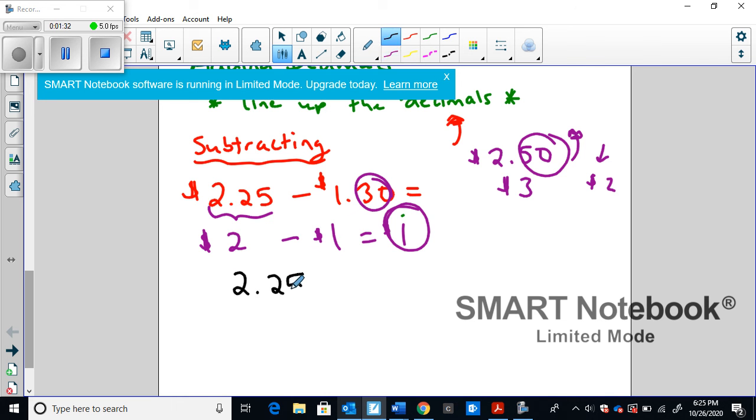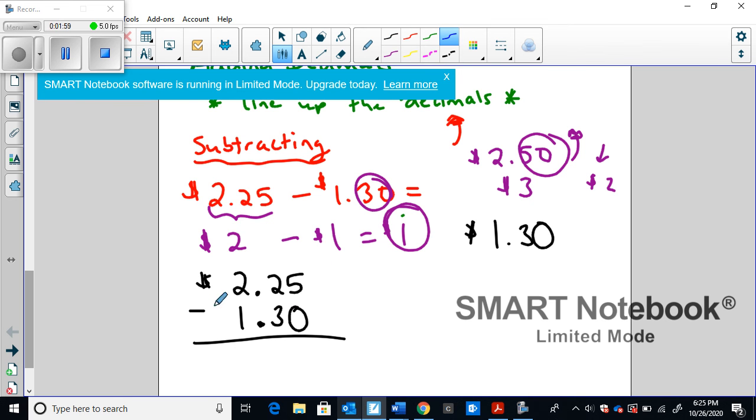So let me line up my $2.25, and let's line up the decimal. So the decimal needs to go here, the 1 goes right in front, and 30. And it makes sense too, right? Let's say I didn't have the 0 after. Let's say it was $1.3. There's always that imaginary 0. Whenever we don't have a number there, we can fill a 0 in, and that allows us to do our subtraction when we line them up.